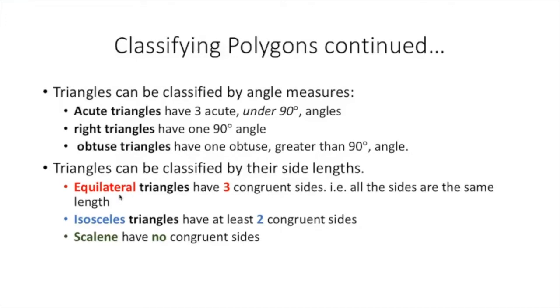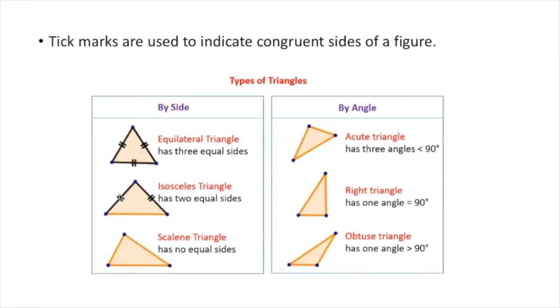And if you want to talk about them based on their side length, you have a couple of options. You've got the equilateral triangle, all sides are the same length. Isosceles, they have 2 sides that are the same length. And then scalene have no sides that are the same length. And here are some pictures of those.